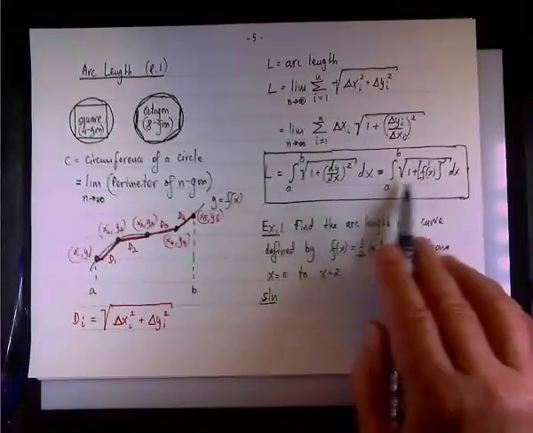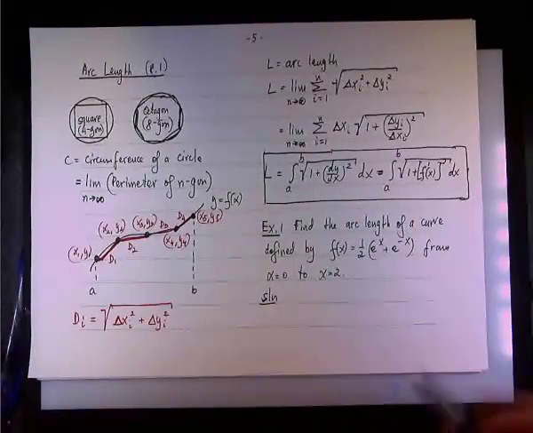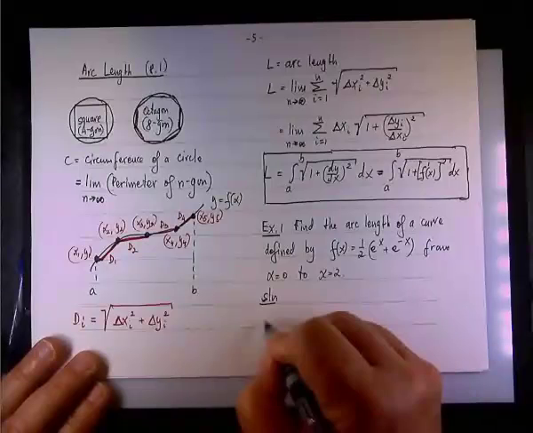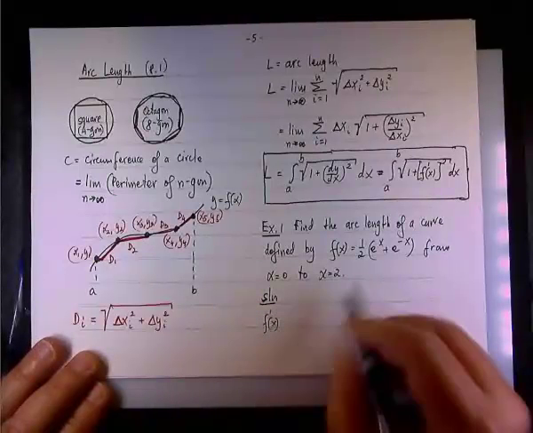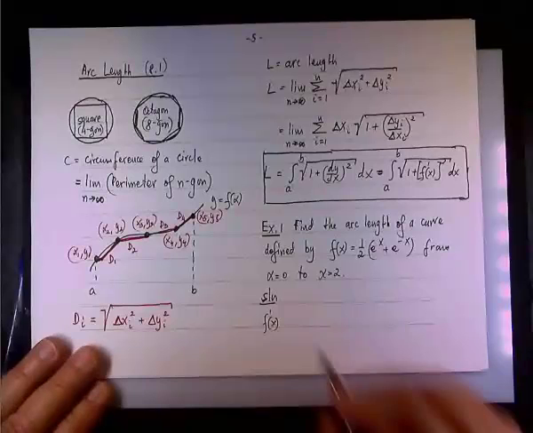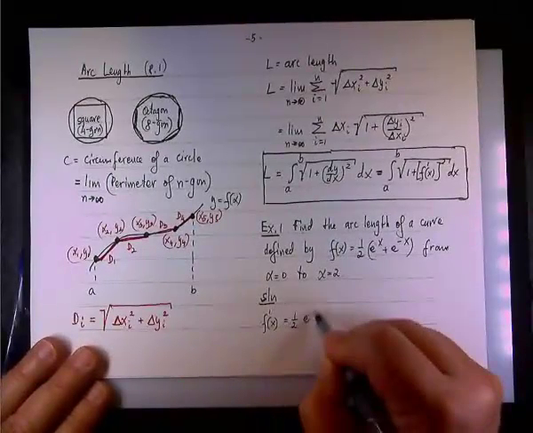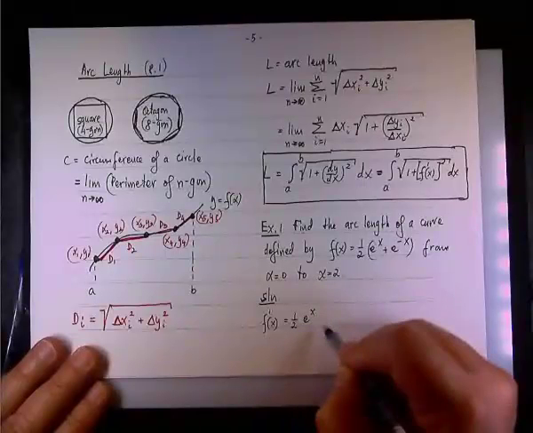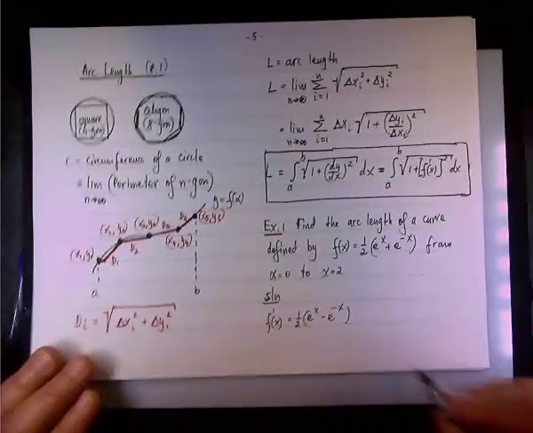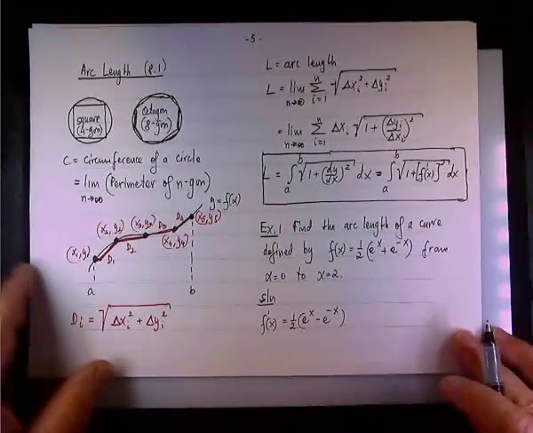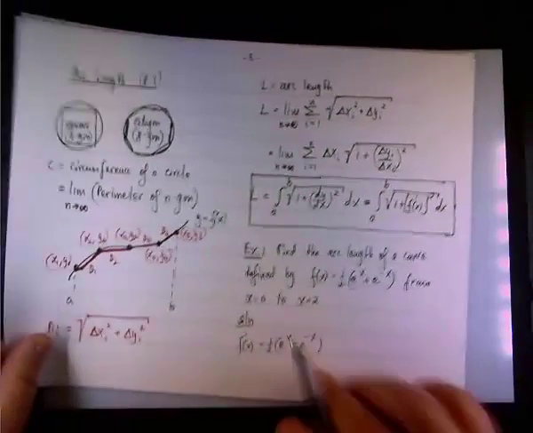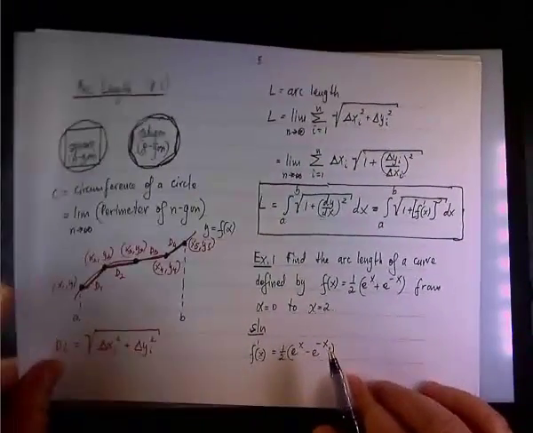But in this case, I'll go straight up, and I know that I need 1 plus f prime squared. Okay, so first I need to find f prime. So if f of x equals this thing, then f prime will be 1/2 (the derivative of e to the x is e to the x, and the derivative of e to the negative x is negative e to the negative x). Okay? So one step is done. Now I need 1 plus this squared. So let's square it and add 1 to it and see what we come up with.